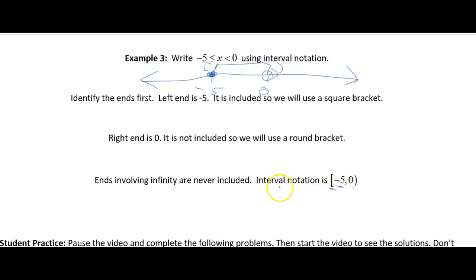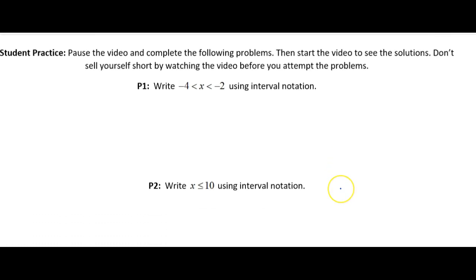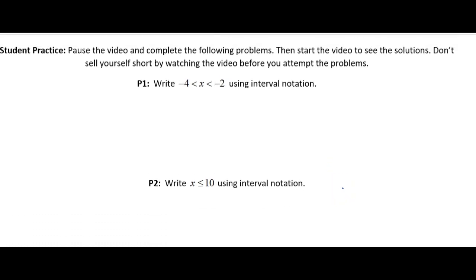What you should see in all of these examples is there are two quantities separated by a comma in between either square brackets or round parentheses. So now it's your turn to try some. I'm going to ask you to pause the video, try these, and then start the video to see the solutions.